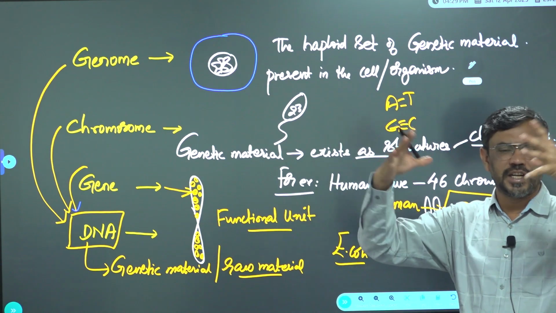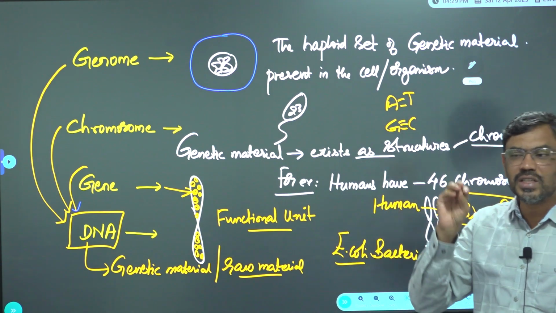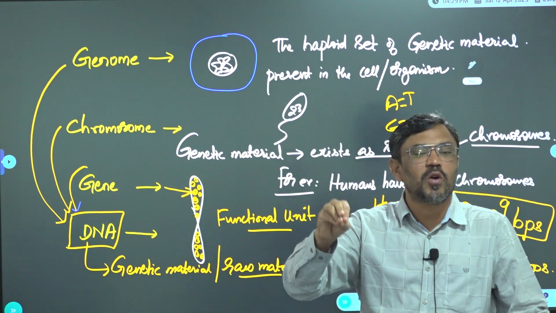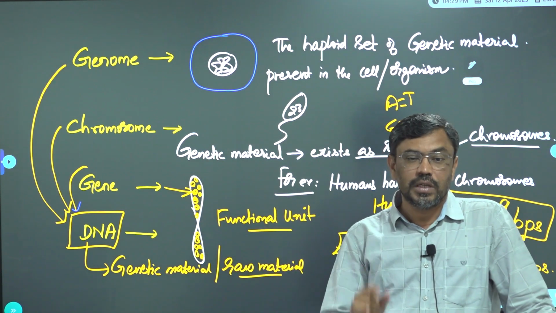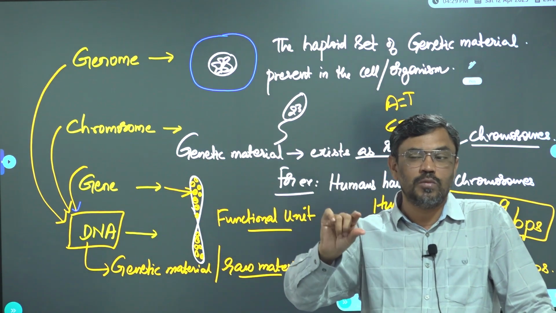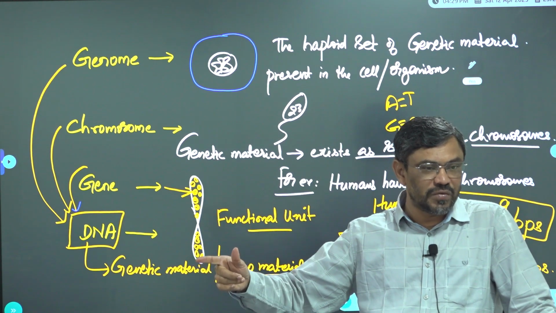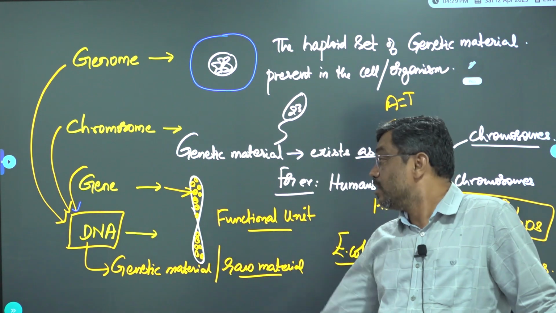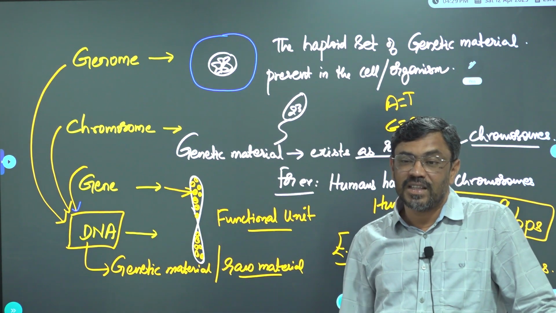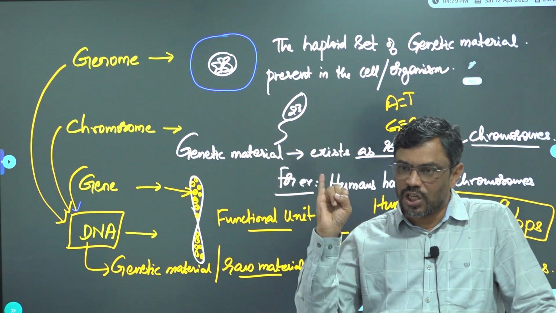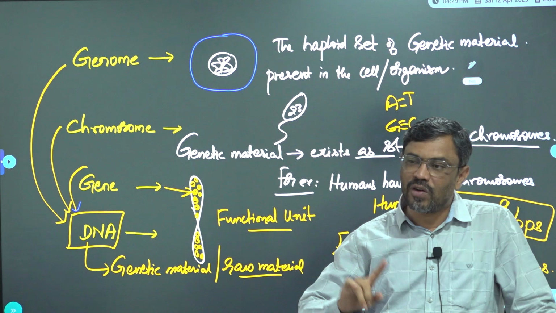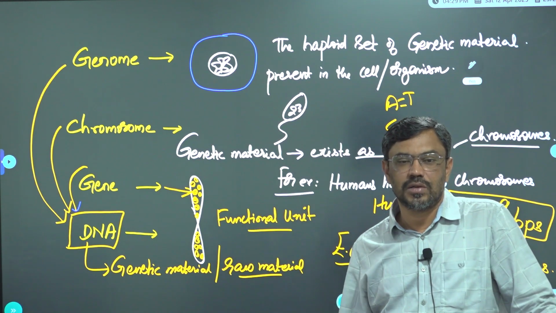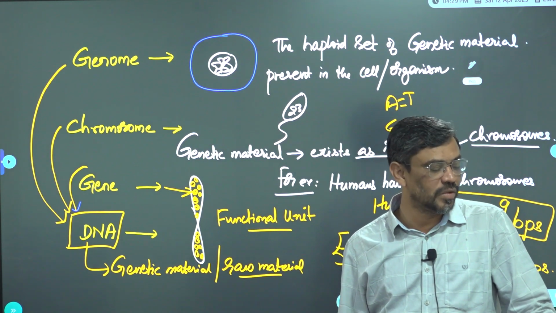Genome is the entire genetic material. Chromosome is the shape that this entire genetic material acquires. Got it? And then what about gene? It is the functional part of the chromosome. And DNA is the raw material which forms the genome, the chromosomes and the genes. Right? Next.